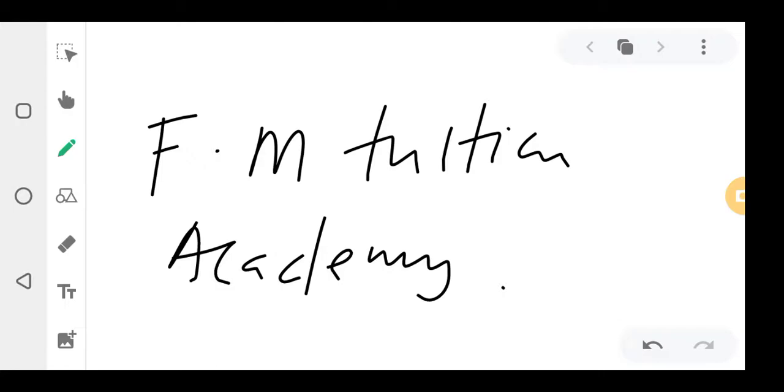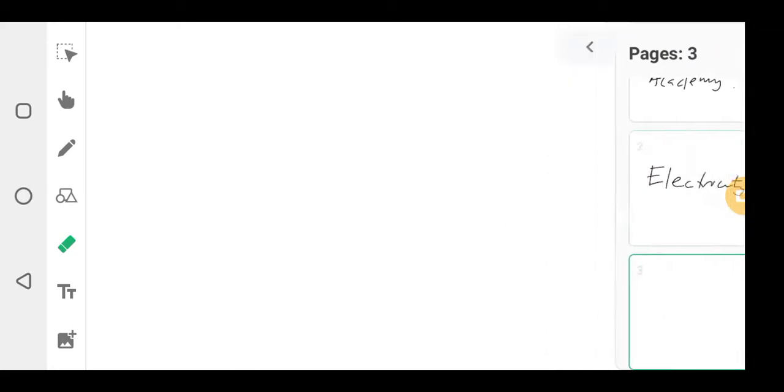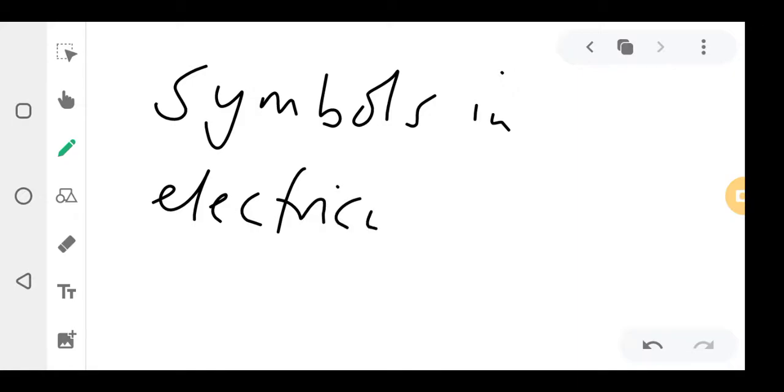We'll be looking at a topic called electricity. We'll be looking at symbols in electricity. So the first symbol that we'll look at is this symbol.